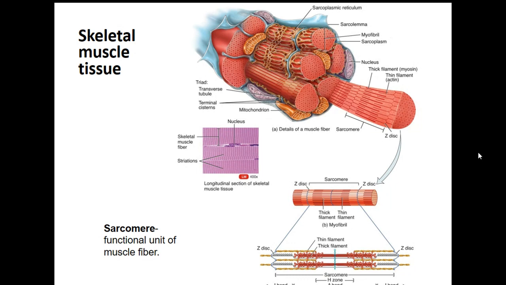But in this view, we see these little heads, or cross bridges, sticking out of the thick filaments, and some of them are attached to the thin filaments. These are called myosin heads. These long myosin protein molecules have these hooks on the end that stick out. They're called myosin heads or cross bridges because they attach to the thin filaments.